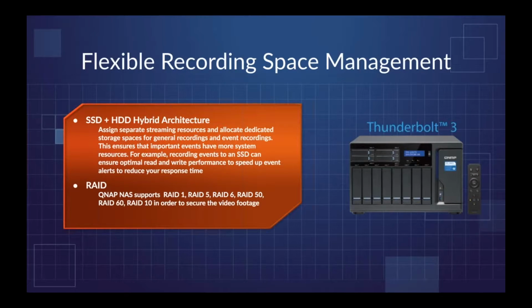And QNAP uses RAID to help better secure the data and mitigate the risk of potential downtime for the surveillance system. We support RAID 1, which basically mirrors the drives, RAID 5 for single disk redundancy, RAID 6 for 2-disk redundancy, RAID 10, which stripes RAID 1s together in a RAID 0, RAID 50, which basically stripes multiple RAID 5s in a RAID 0, and RAID 60, which stripes RAID 6s in a RAID 0.